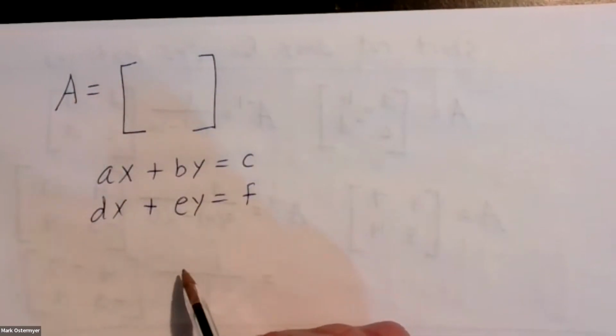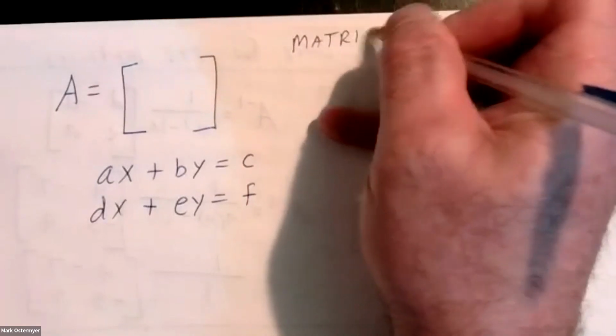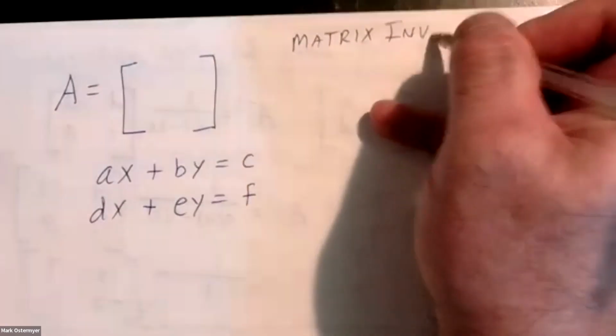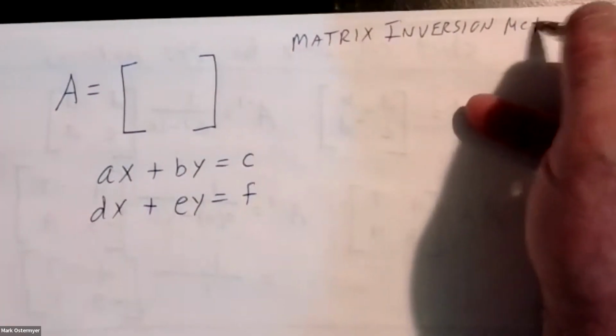Suppose I have a system of 2 linear equations, 2 unknowns, and I want to solve it. I'm going to show you a new method. It's called the matrix inversion method for solving a system of linear equations. Matrix inversion method.